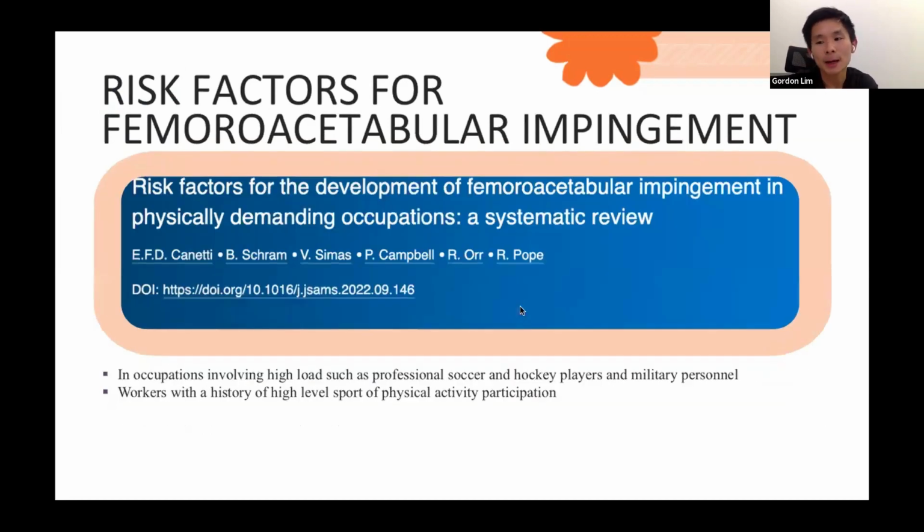So another study by Canetti et al. also found that some occupations may increase the risk of individuals developing FAI. It is more common in occupations involving cumulative and repetitive overloads, such as professional sport like soccer and hockey, as well as military personnel. Of course, workers with a history of high-level sport or physical activity participation are at a higher risk of developing FAI.